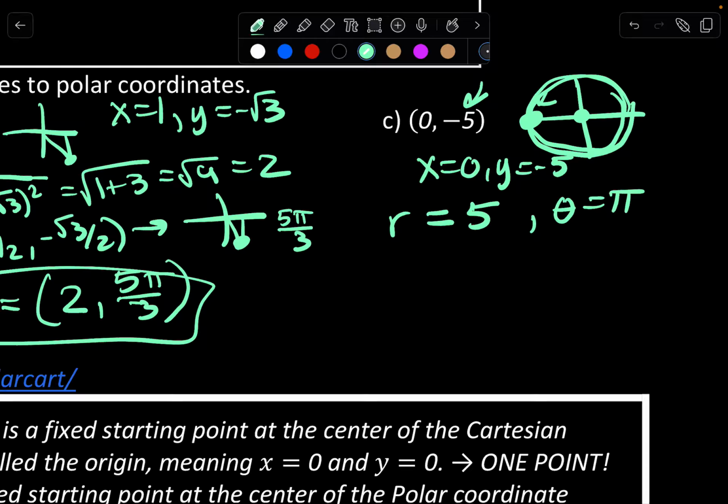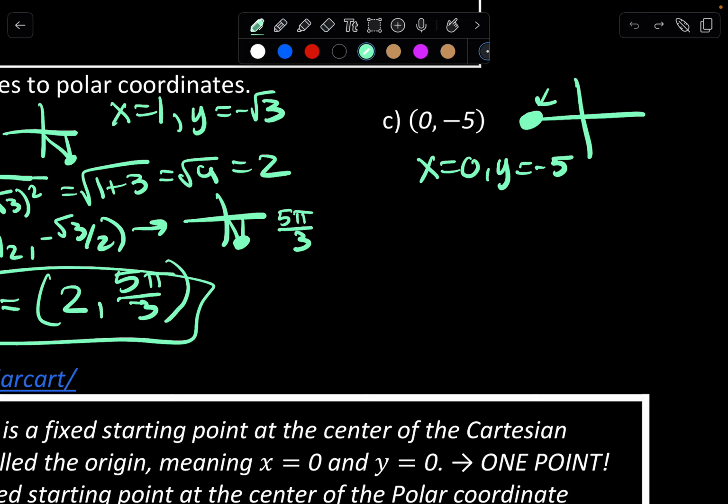Well, I switched. Hopefully you were yelling at me while I was doing this video. I switched my x and my y. I even wrote y is -5. My dot, my point, my coordinate should be down here. Yikes. So x equals 0, y equals -5.